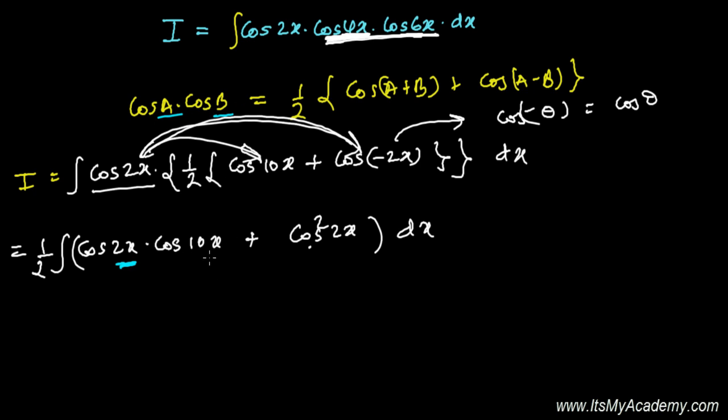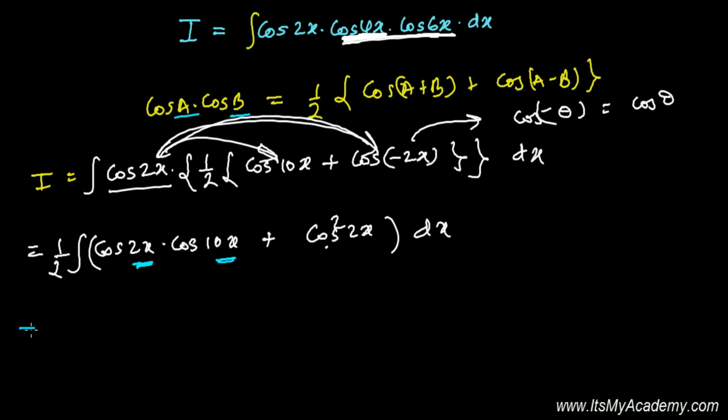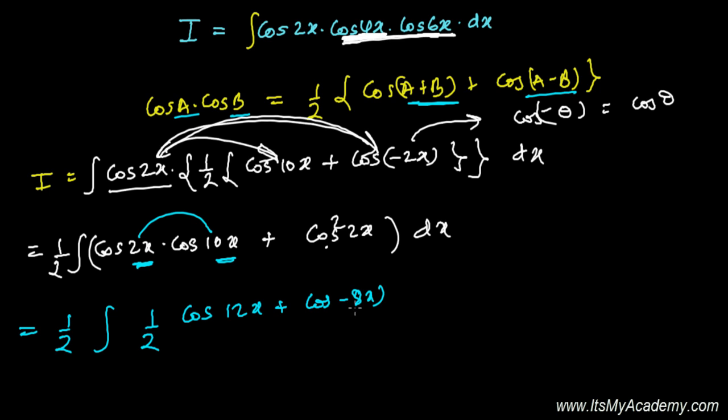All right, my dear friend, one more time we need to use the cos A cos B formula. This is cos 2x cos 10x, so it's 1 by 2 integration of 1 by 2 times cos of A plus B, that is 2x plus 10x, that is 12x, and now plus cos of A minus B, that is 2x minus 10x, that is cos of negative 8x, plus this cos square 2x.